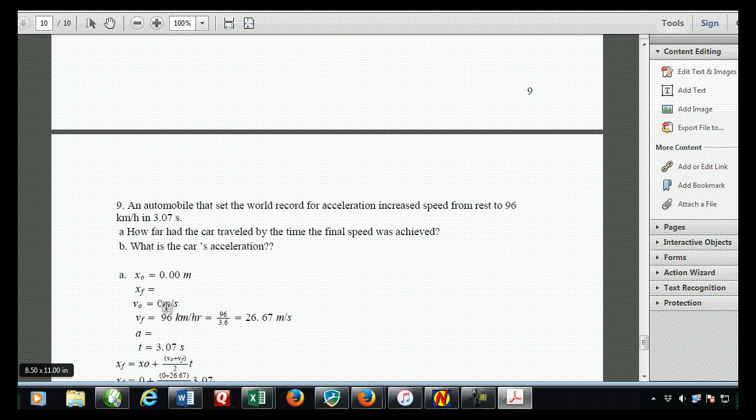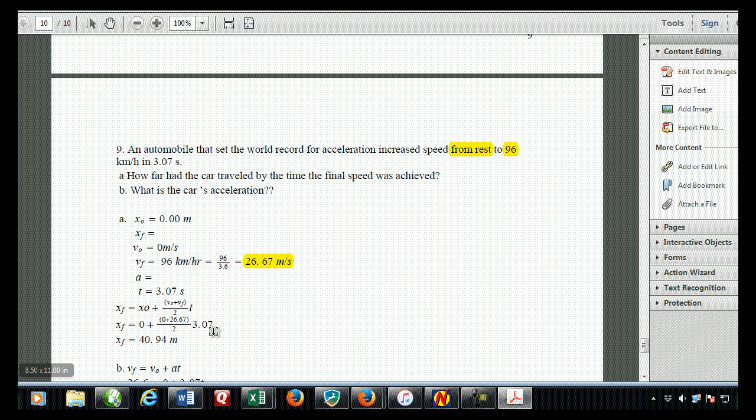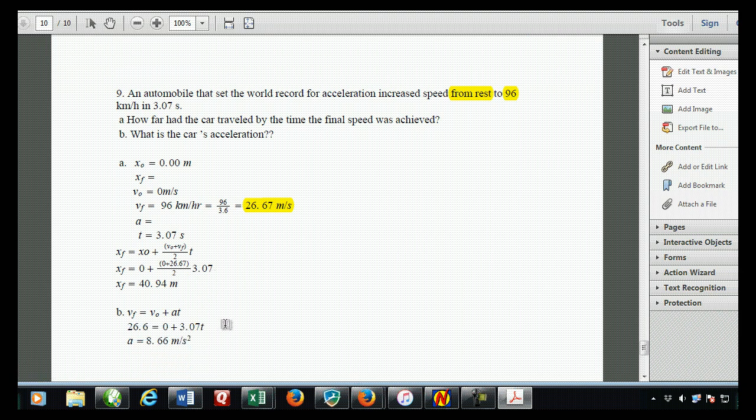Number 9, an automobile that set the world record for acceleration. It increased speed from rest to 96 kilometers per hour. Right off the bat, I see from rest, that's 0. I see 96 kilometers per hour. So I'm going to convert that to what? Meters per second right off the bat by dividing by 3.6. My time is 3.07. How far did the car travel with the initial speed? I know I'm looking for X of F. Plug in my numbers, straight calculation, 40.94 meters.